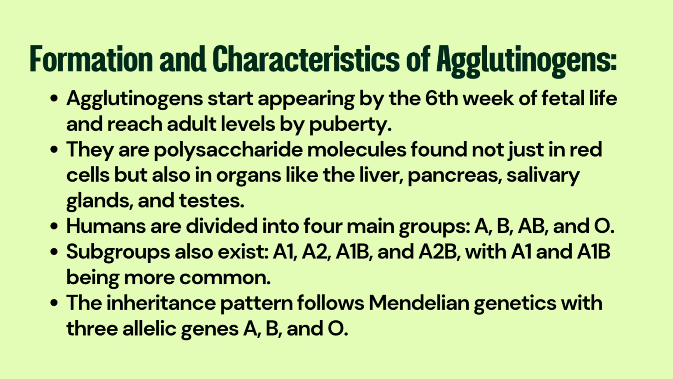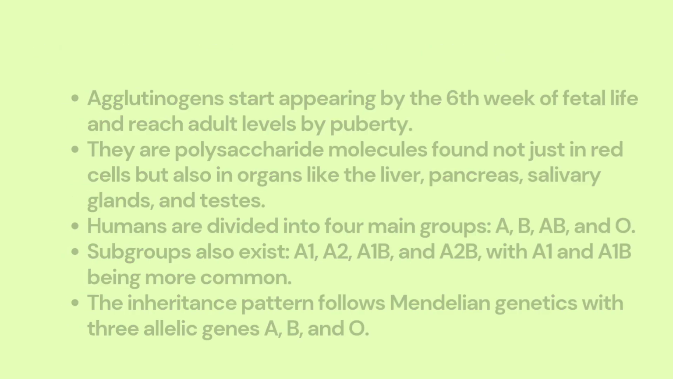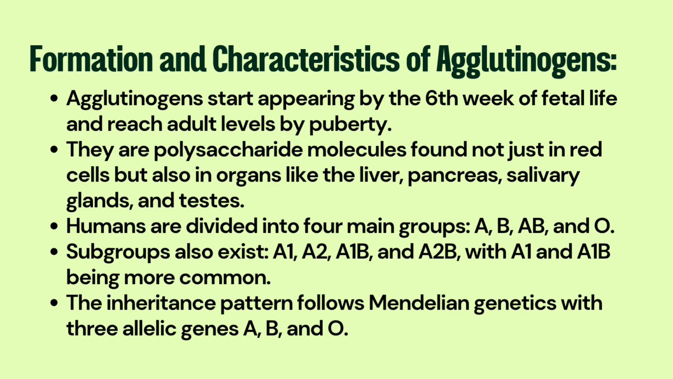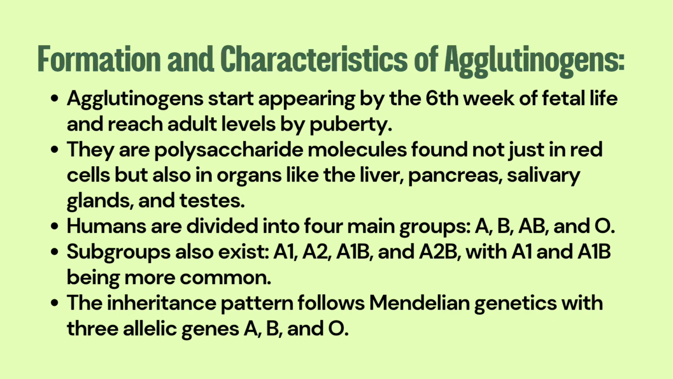Formation and characteristics of agglutinogens. Agglutinogens start appearing by the 6th week of fetal life and reach adult levels by puberty. They are polysaccharide molecules found not just in red cells but also in organs like the liver, pancreas, salivary glands, and testes. Humans are divided into four main groups: A, B, AB, and O. Subgroups also exist: A1, A2, A1B, and A2B, with A1 and A1B being more common. The inheritance pattern follows Mendelian genetics with three allelic genes: A, B, and O.